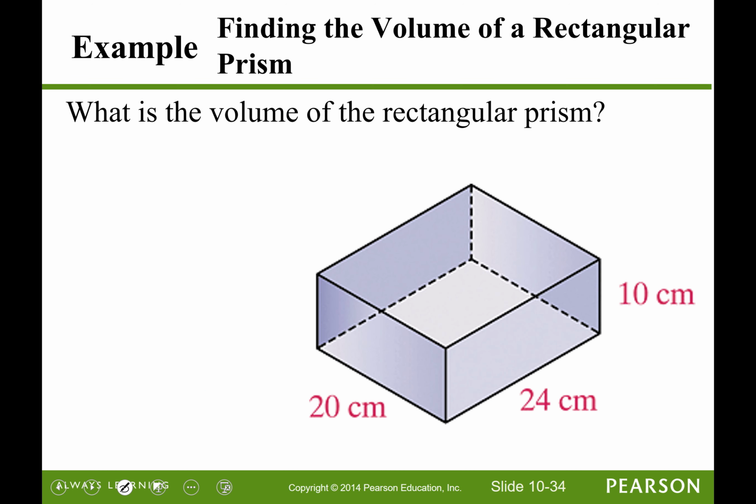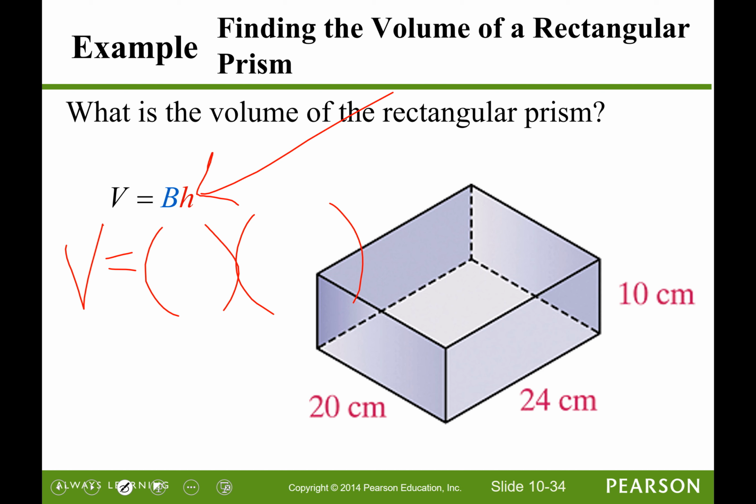All right, let's try this example. What is the volume of this rectangular prism? We start by writing our formula. I highly recommend you write it in that general form right there. And then let's slow down a little. We need two variables, two blanks to fill in.